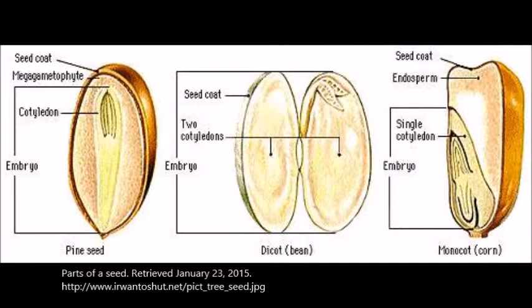The cotyledons are the seed leaves and are attached to the embryo. There may be one monocotyledon or two dicotyledons. These provide the seed a source of nutrients. In this picture we see a pine seed, a bean seed, and a corn seed, and it shows the three different parts of the seed.